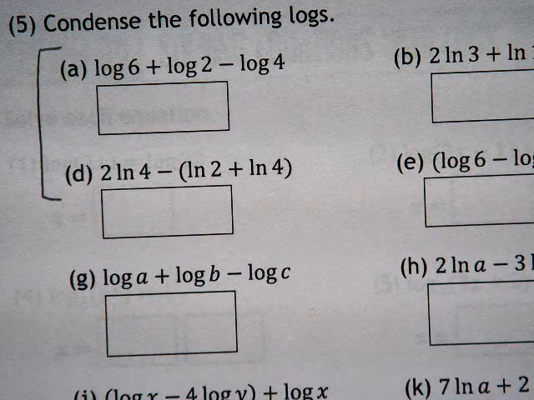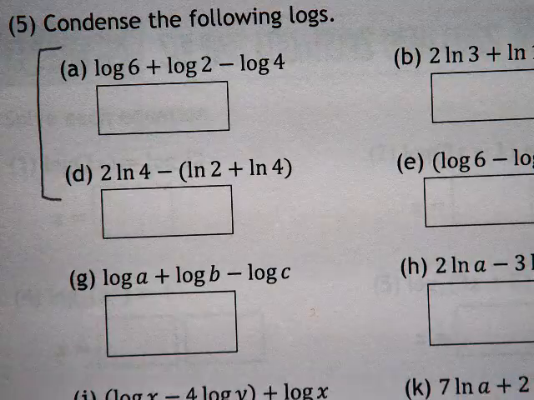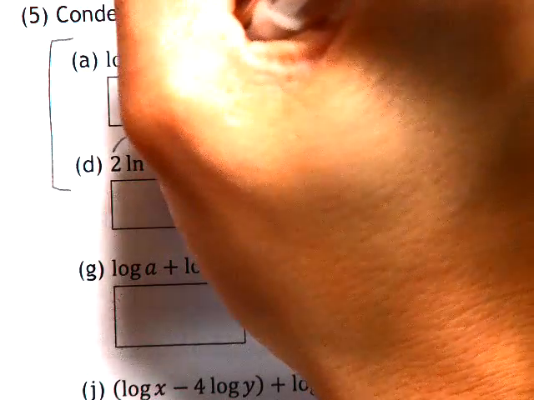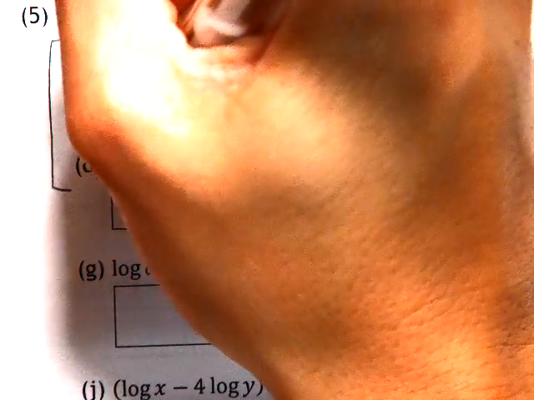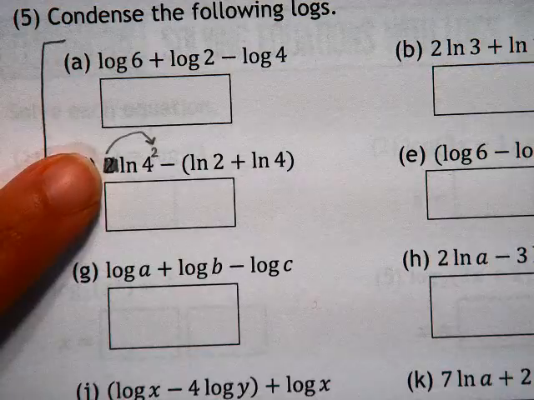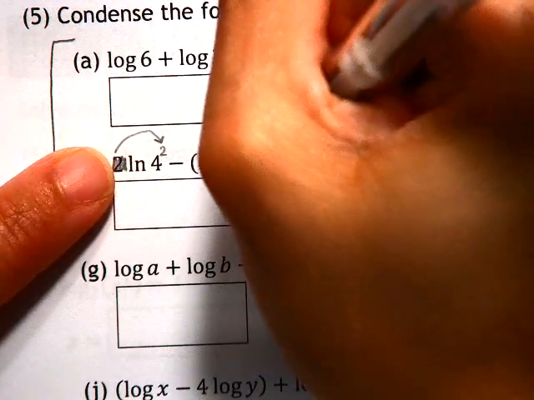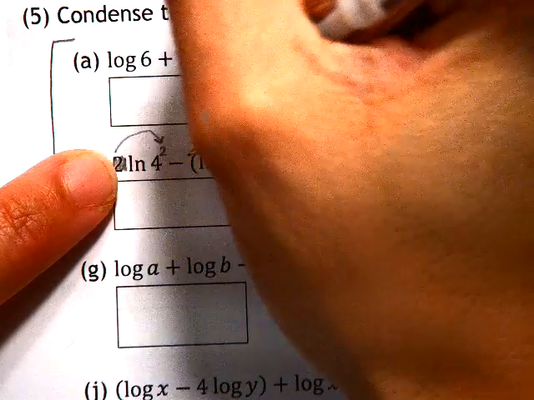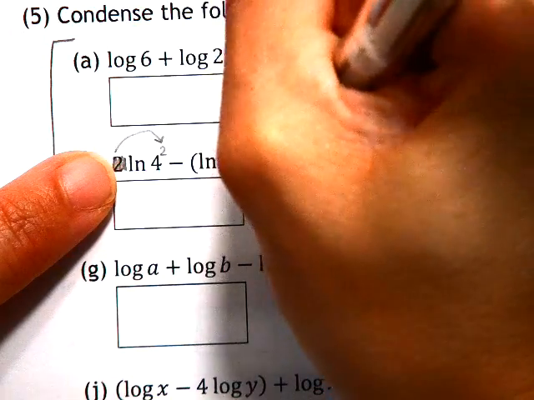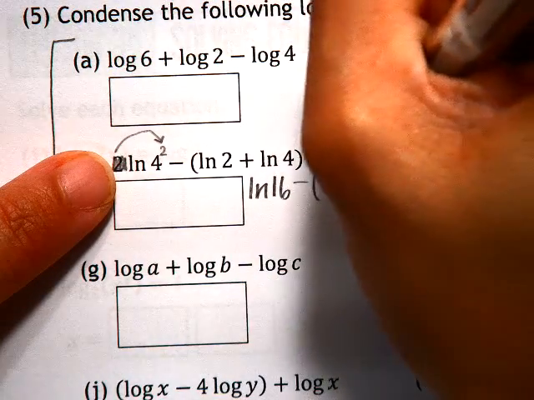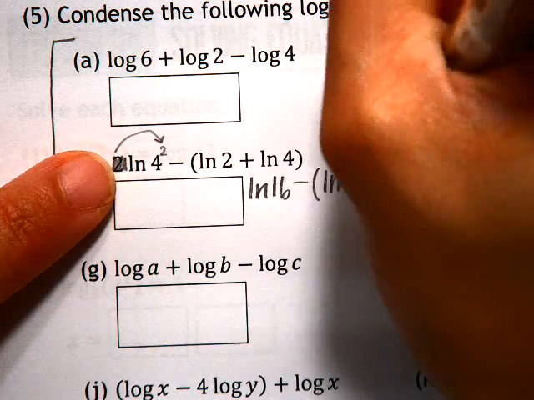Generally speaking, if you see a power, take care of it first because it helps make the problem look a little bit more streamlined. I'll see this 2 in the front and I'll immediately bring it up to make it a power of 2 instead. I like to just cross it out to show that I've dealt with it, and then more importantly, I'll rewrite the problem so that I have natural log of, instead of 4 squared, 16 minus, and then I'll copy the rest, natural log 2 plus natural log 4.